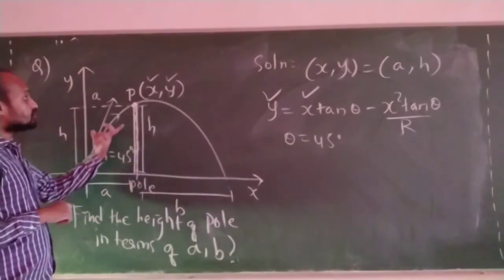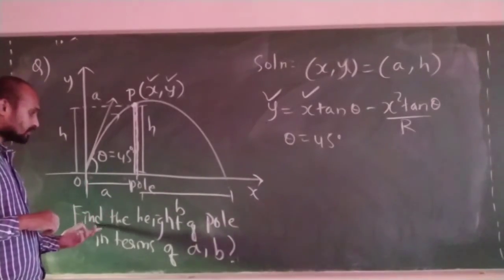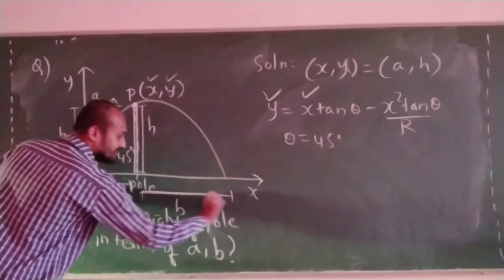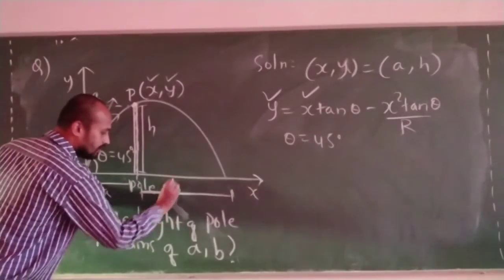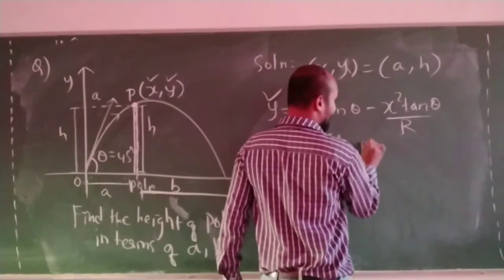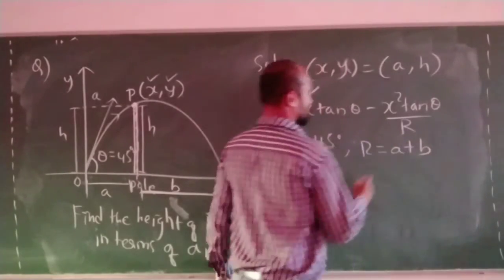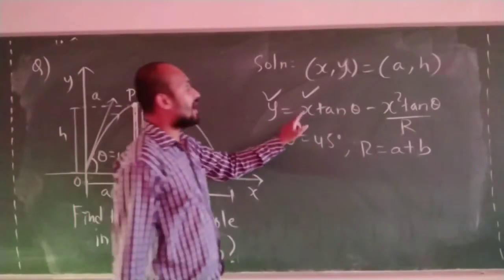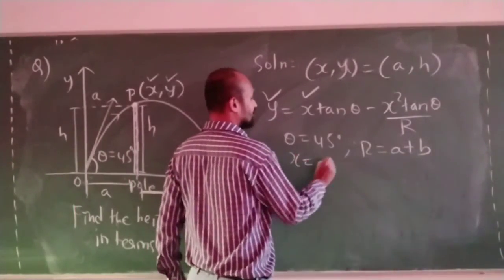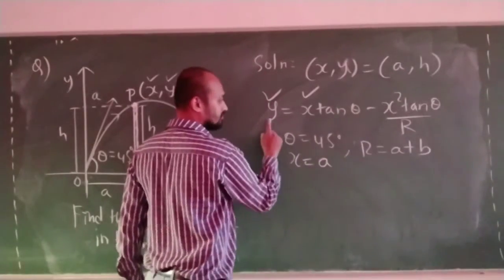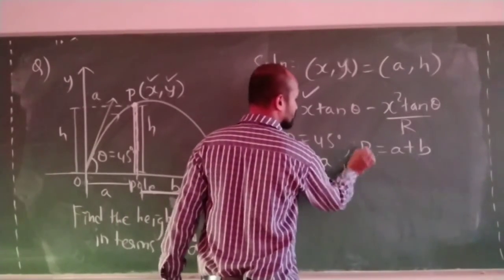I know theta, we need to find r. What is the range? The range of the projectile. See here. This distance I have taken b. This distance I have taken a. So range is equal to a plus b in this case. Theta, you know. What is the x value? x is a from the coordinate. y is h.